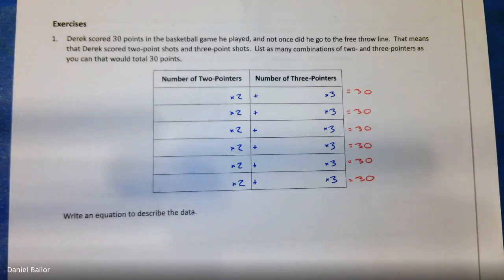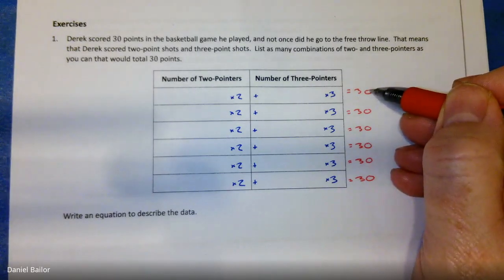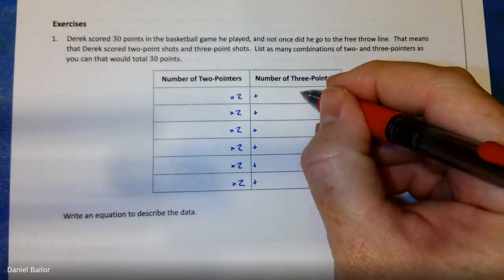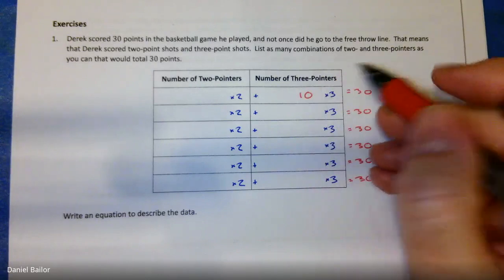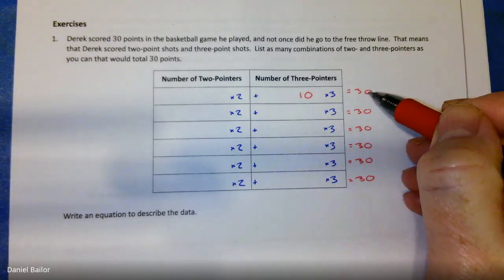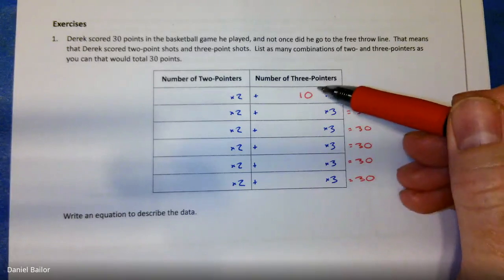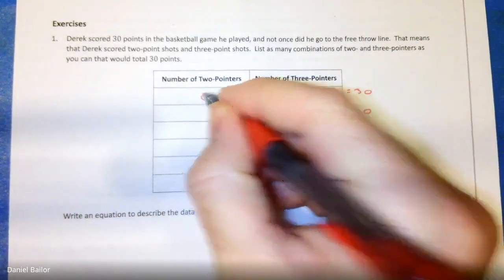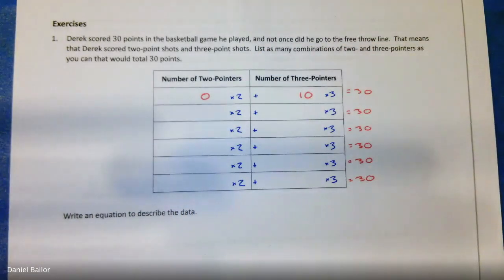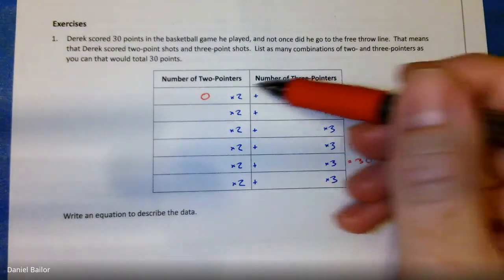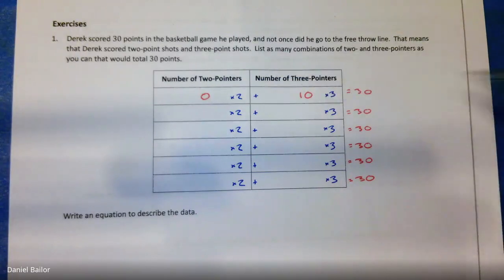Now, you might remember some of these possibilities from before. You might not remember them from before. But let's just talk about the first case. We need to make 30. Well, I can make 30 all by itself with 10 3-pointers because 10 times 3 makes 30. But if he makes all 30 points with 3-pointers, that means he had 0 2-pointers. See how that works? 10 3-pointers means 0 2-pointers because 10 times 3 makes 30.